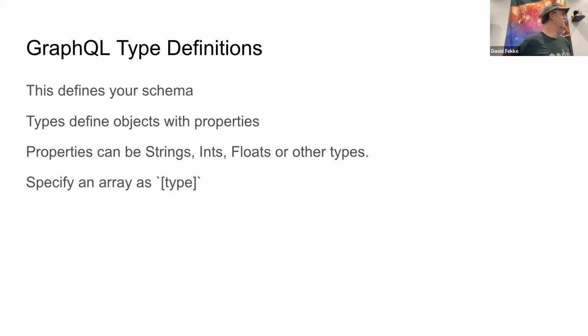So when it comes to actually setting up GraphQL, if you want to host your own GraphQL, they have a type definition or schema that they use. In the type definition, you define your types, and those are going to have objects with properties. And then there are different data types that you can use. A lot of the primitives are string, int, float, that sort of thing. And then you can also specify arrays as well.